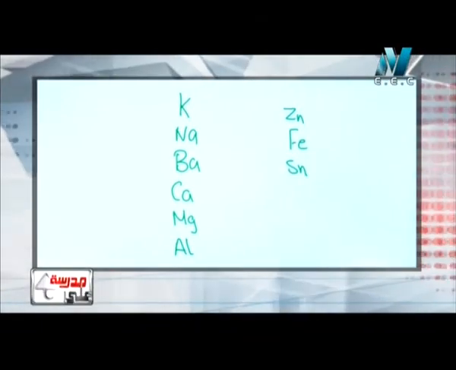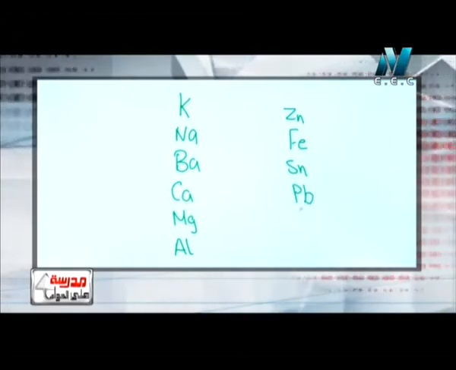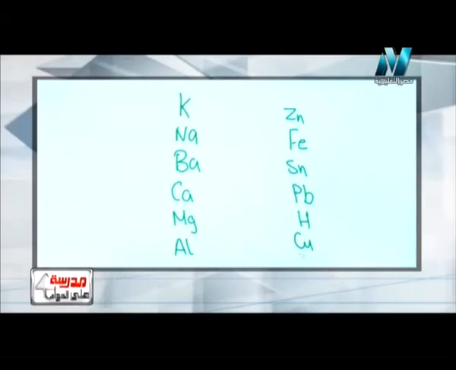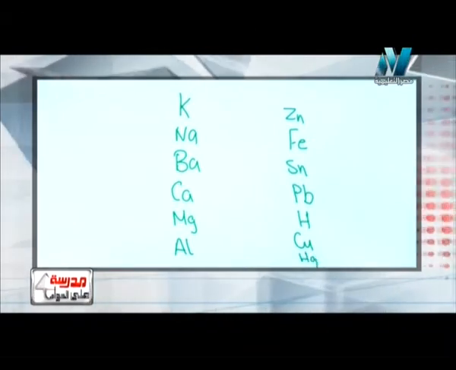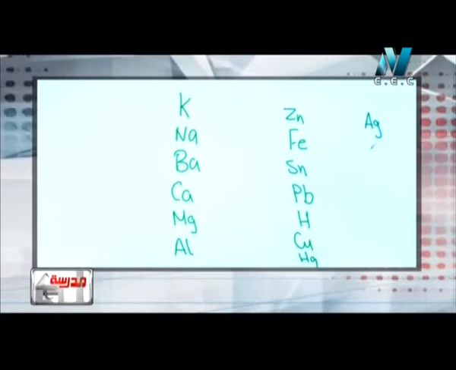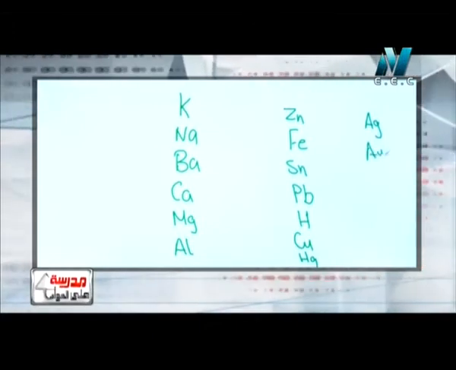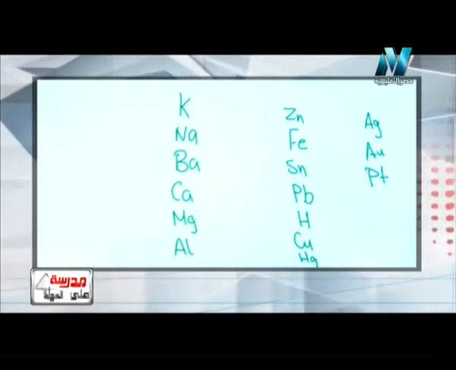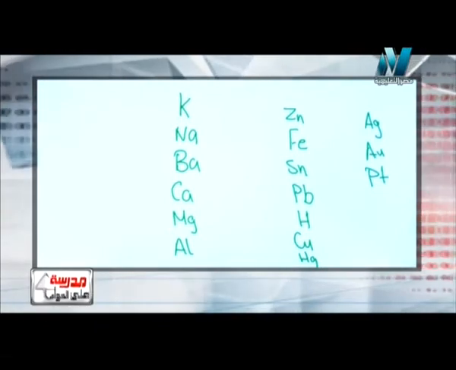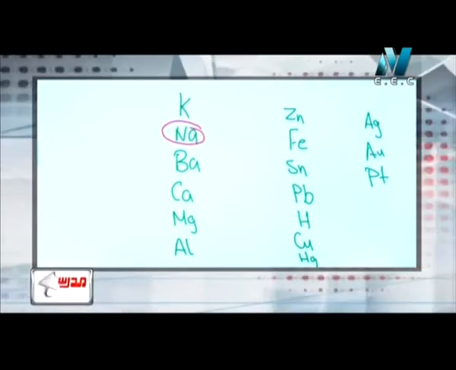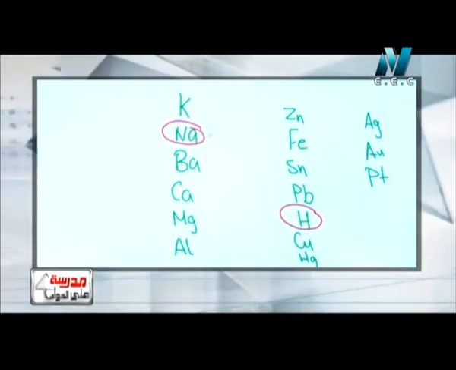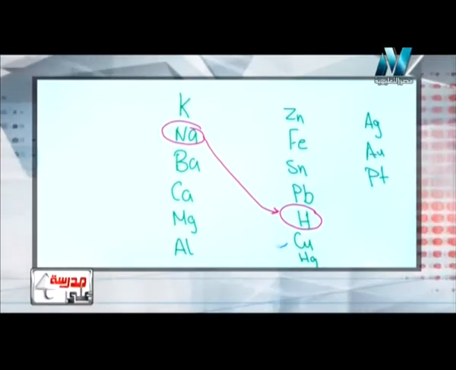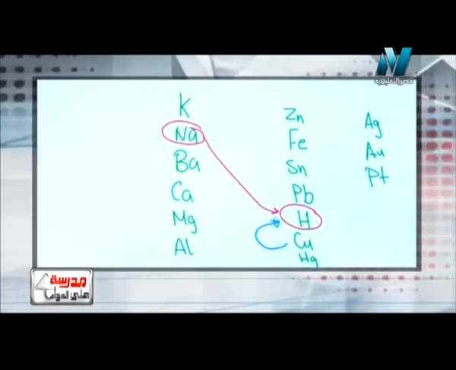So as we have Pb, H, Cu, Hg, Ag, Au, and then we have platinum Pt. So sodium reacts with hydrochloric acid while copper doesn't react with hydrochloric acid.